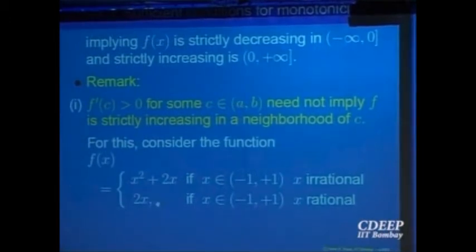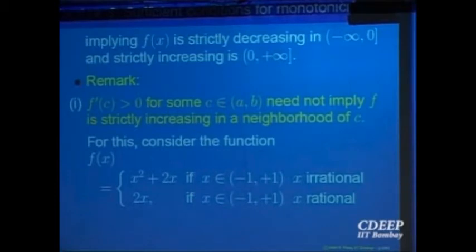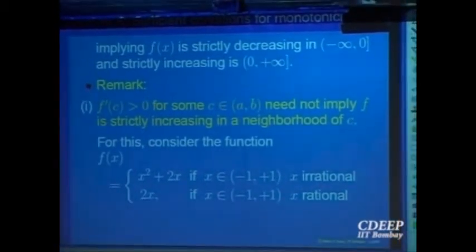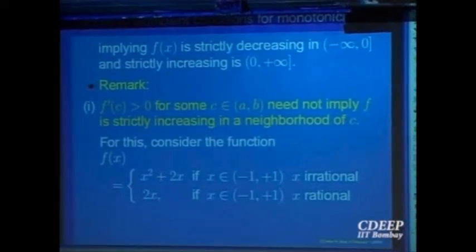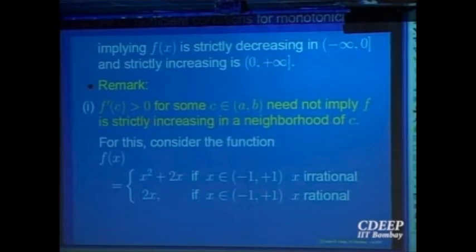However close you are to 0, you can always choose points where the value is x square plus 2x or the value is 2x. So the function is neither going to be increasing nor decreasing in any neighborhood of the point x is equal to 0. Now the function is differentiable at the point x is equal to 0 and the derivative is strictly bigger than 0. Okay? So this is not true.